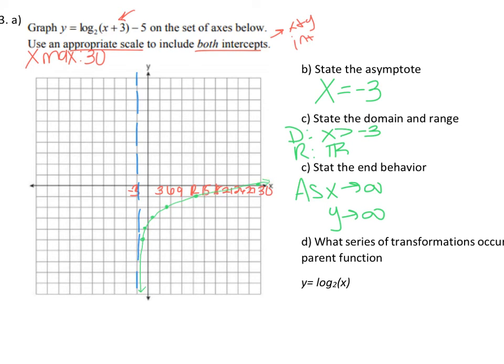Okay, and then the left is really the tricky part. When you go to the left, you're not going to go all the way to -infinity, but you are going to approach this asymptote of -3 and go down at the same time. So you're going to write as x goes to -3, y goes to -infinity.